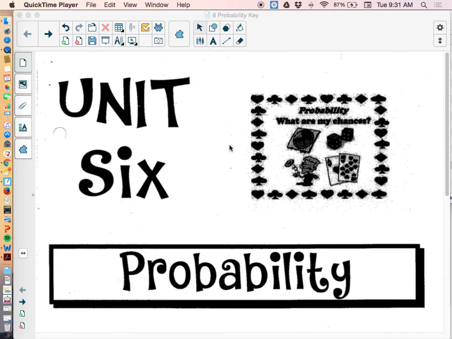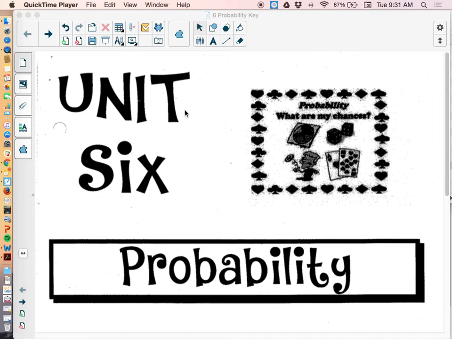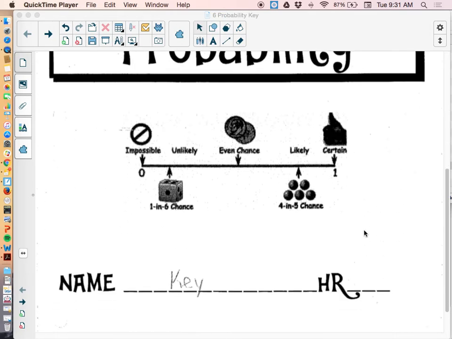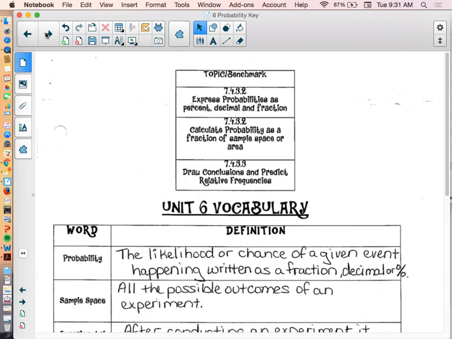Unit 6 is all about probability. What are my chances? Taking a look at this continuum, starting with 0 to 1, we're going to talk about what the probability is that something might happen. If there's an even chance, 50-50, it would be in the middle, versus no possibility, versus completely certain, 100% chance. So please take a look.